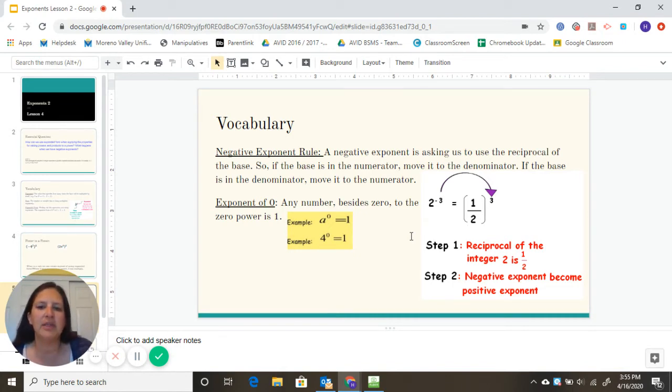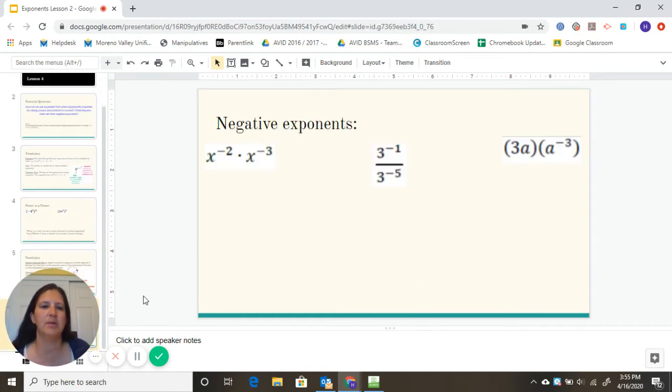And then the other thing that I want to point out is the exponent of 0. Any number or variable besides 0 to the 0 power is 1. Okay, and we're not going to have a ton of examples like this because they all would be the same. Again, anything in front here with a 0 exponent is going to be 1. Okay, so let's look at our negative exponent rule, and we're talking about reciprocals here. So I'm going to do a couple examples on that.